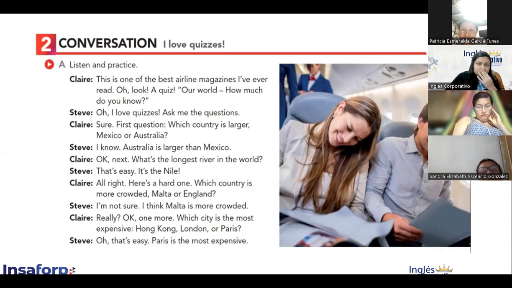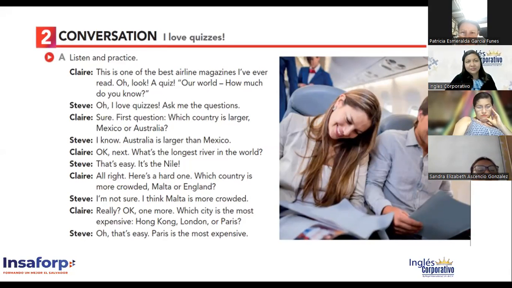Sure. First question, which country is larger, Mexico or Australia? I know Australia is larger than Mexico. Okay. Next, what's the longest river in the world? That's easy. It's the Nile. Nile. All right, here is a hard one. Which country is more crowded, Malta or England? I'm not sure. I think Malta is more crowded. Really? Okay, one more. Which city is the most expensive, Hong Kong, London, or Paris? Oh, that's easy. Paris is the most expensive.